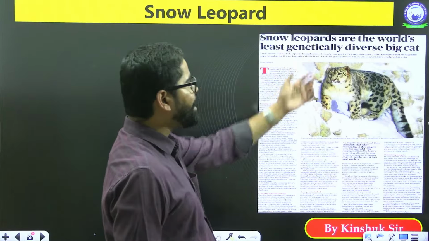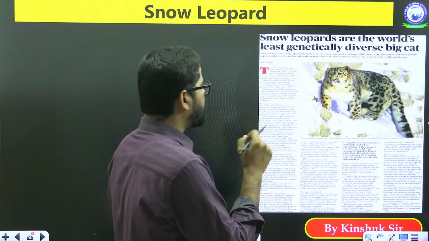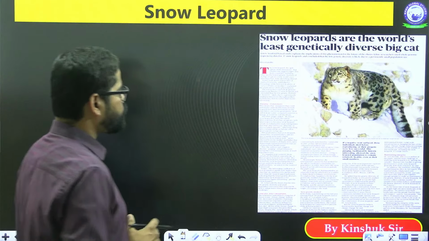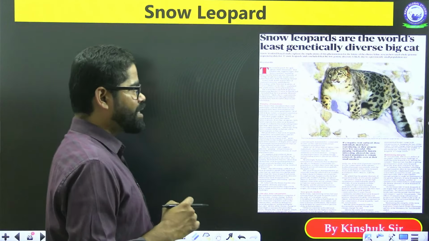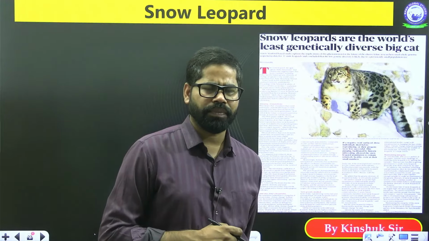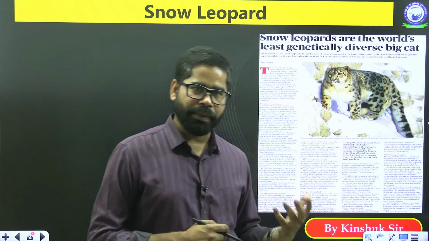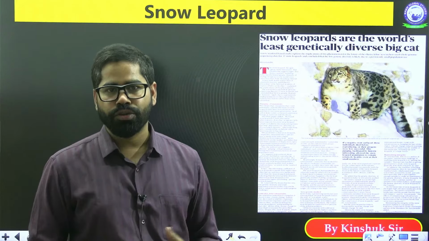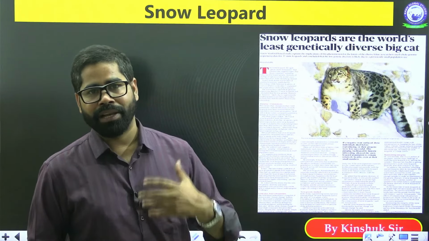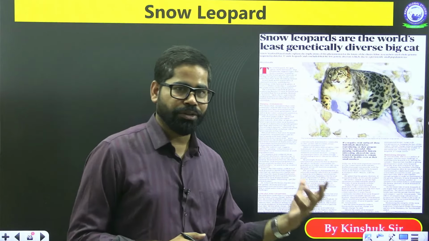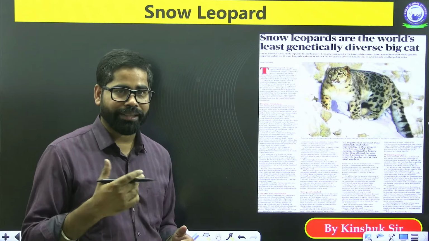So this is one news article that snow leopards are the least genetically diverse big cats. So it shows that it is having very low genetic diversity. But questions will not be coming from this section. The questions may be around what exactly is a snow leopard, where does it commonly live, what is its preferable habitat, what is its IUCN status, what is its status in the Wildlife Protection Act, etc.